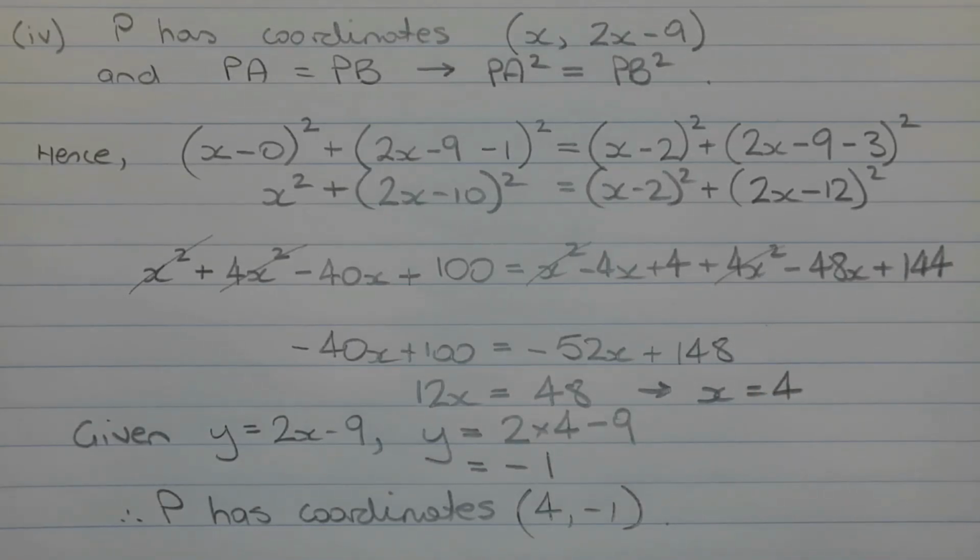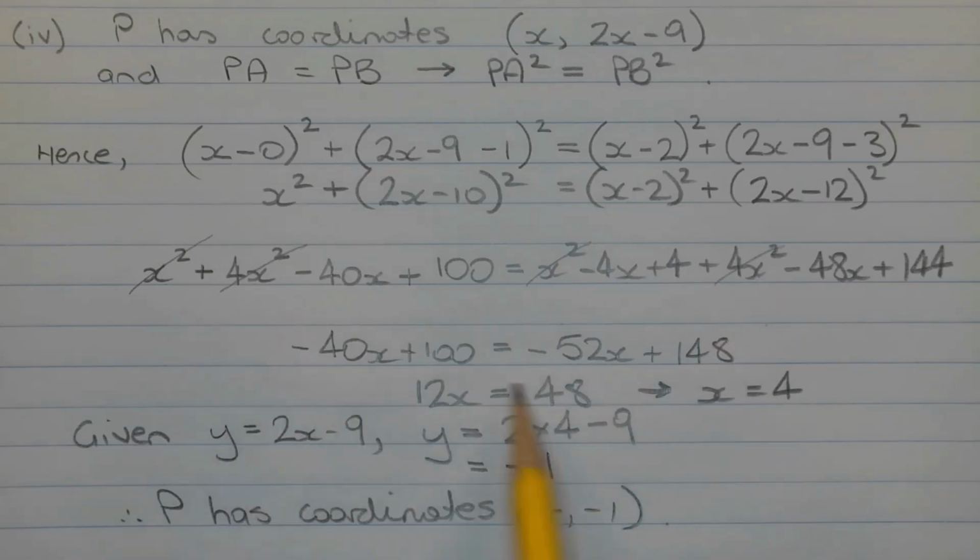Now we have some cancellation. We can cancel the x squared here and here. We can also cancel the 4x squared here and here. So that leaves us negative 40x plus 100 is equal to negative 52x plus 148 after we collect like terms. So we have a plus 4 and a plus 144, and that's why we get the plus 148 there. Also, we get the negative 4x minus 48x, which is why we get the negative 52x here.